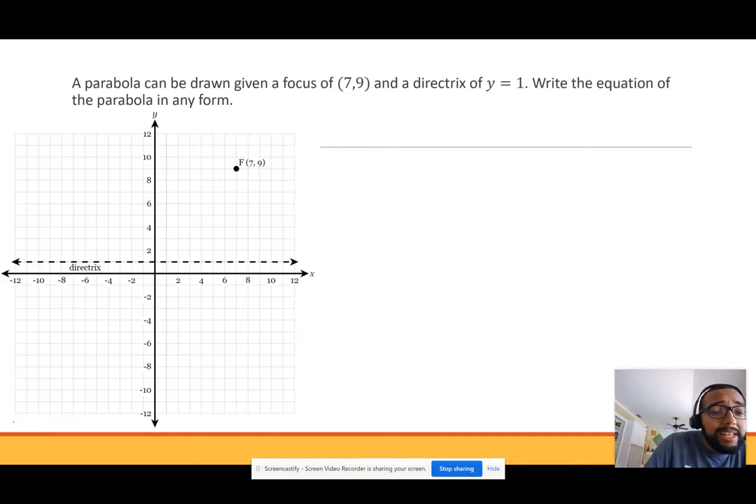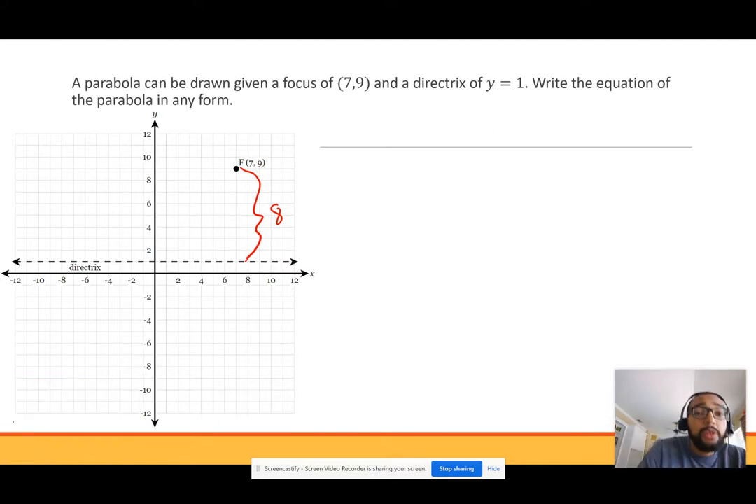Next step, find the distance from my focus to my directrix. Now here we are using the graph to our advantage. If you didn't have a graph or you're too lazy to draw a graph, just count the distance between your y values. In this case, it's just the value of 8.